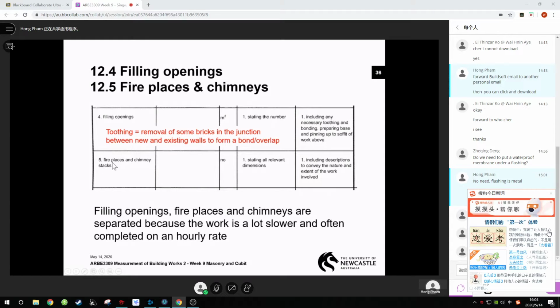Okay, 12.5, very straightforward. You have the fireplace or the chimney stack. In Singapore, I can tell you we never see fireplace and chimney stack. This is in number, very straightforward. You count how many numbers and you describe all the dimensions.